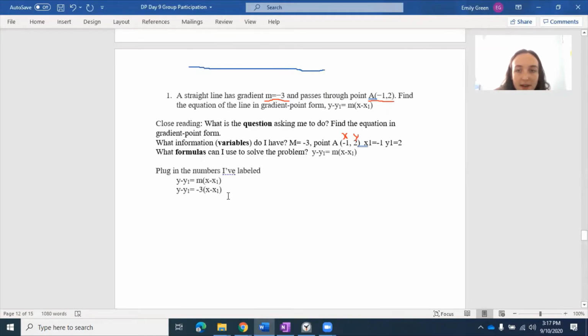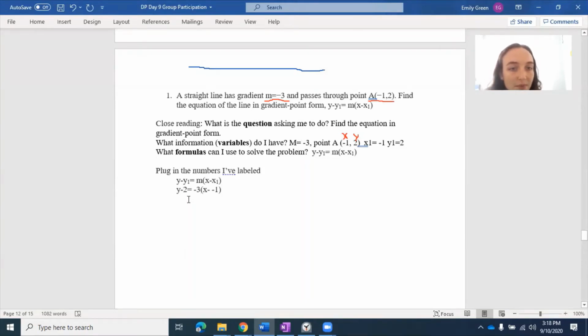What other numbers do I have? The other variables I have are the x and y. And I've written here that x1 equals -1. So in the place that I see x1, I'm going to delete that and write -1. Notice that I now have two negatives here. I don't want to forget about one of them. I also know that y1 equals 2. So I'll delete my y1 and write 2.